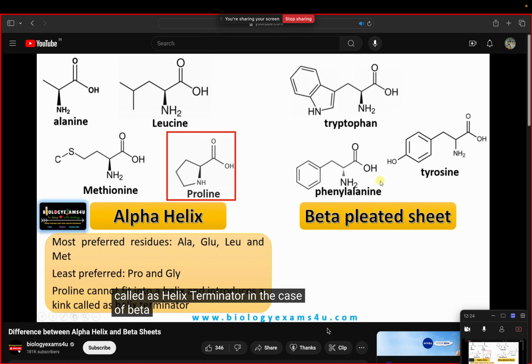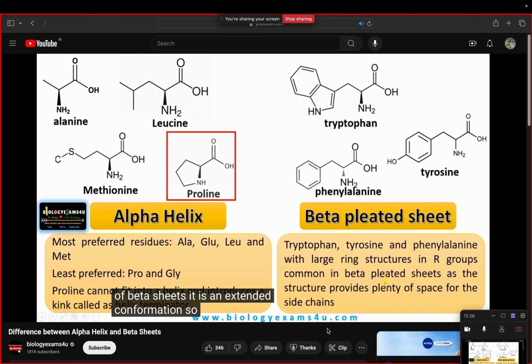In the case of beta sheets, it is an extended conformation, so there is enough space for bulky amino acids like tryptophan, phenylalanine, tyrosine, etc. So these bulky amino acids are commonly present in beta pleated sheets.